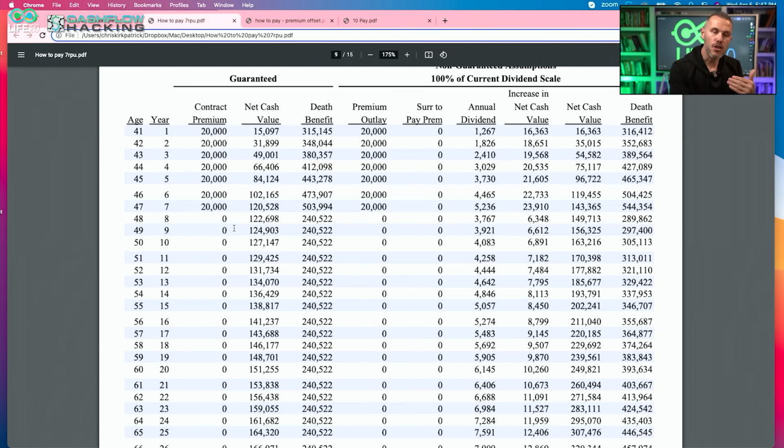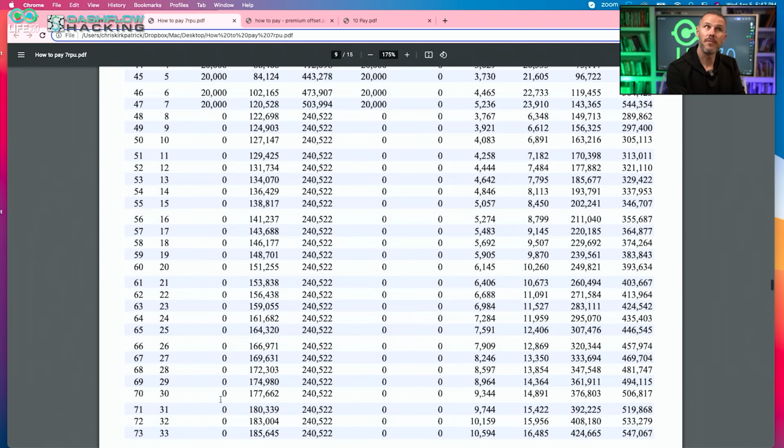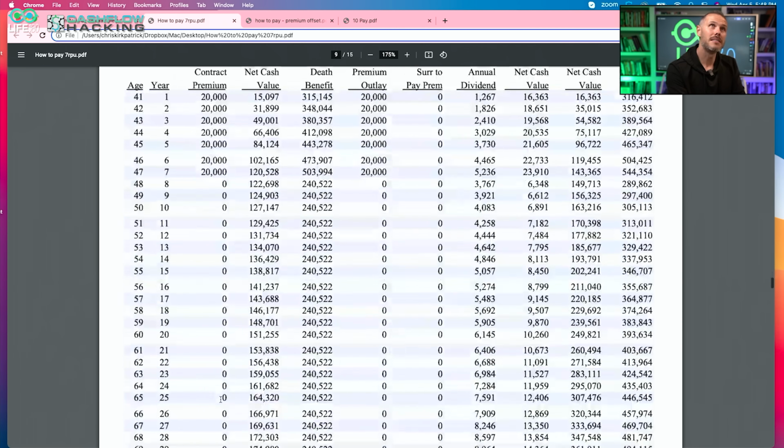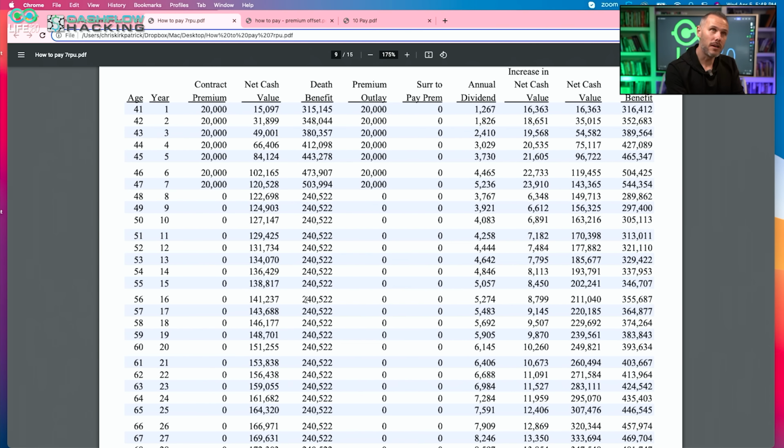But once again, you as a policyholder are in complete and utter control of this policy. You could do this in year seven and every year thereafter, heck, every month thereafter, you could make this happen all the way until 75 years old, right? Now that's another way to look at this, you having the ability to reduce paid up.